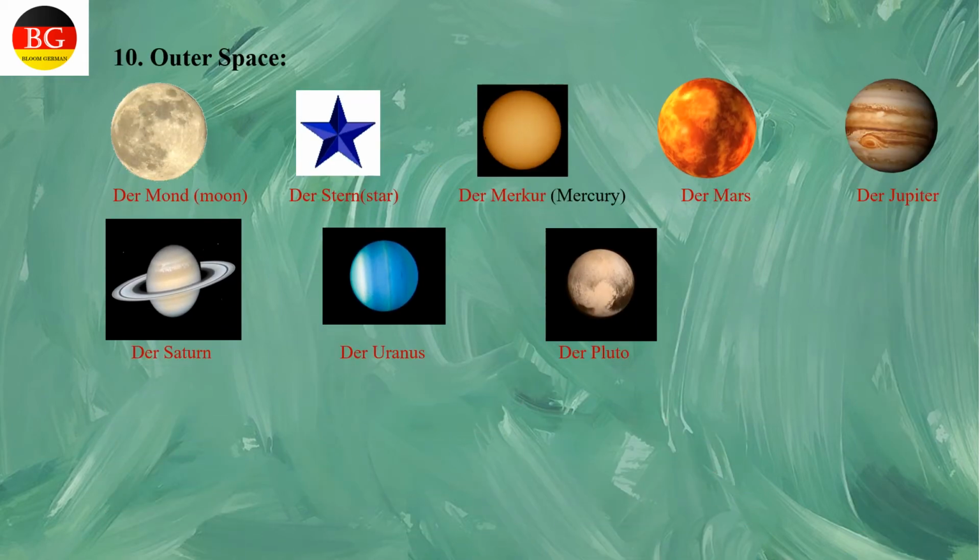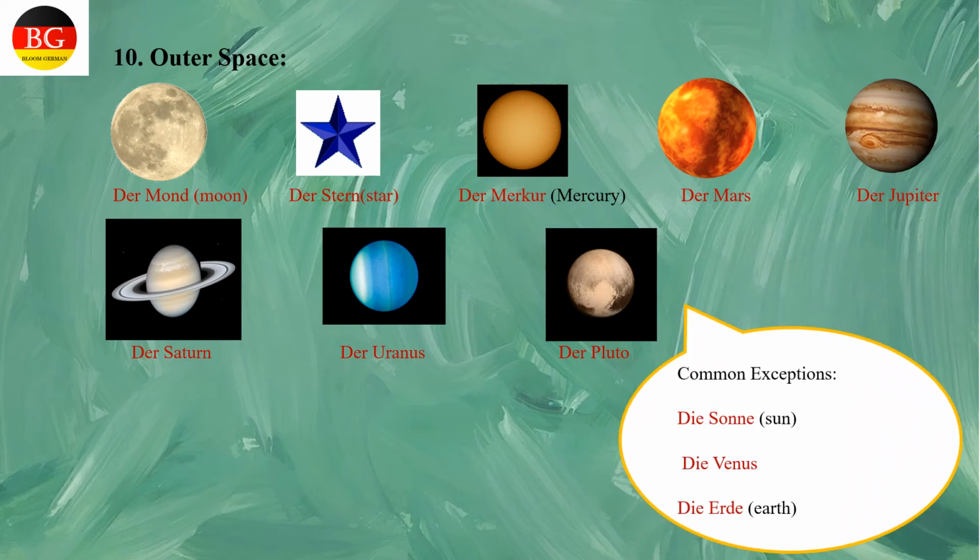Outer space, zum Beispiel der Mond, der Stern, der Merkur, der Mars, der Jupiter, der Saturn, der Uranus, der Pluto. Common exceptions are die Sonne, die Venus, die Erde.